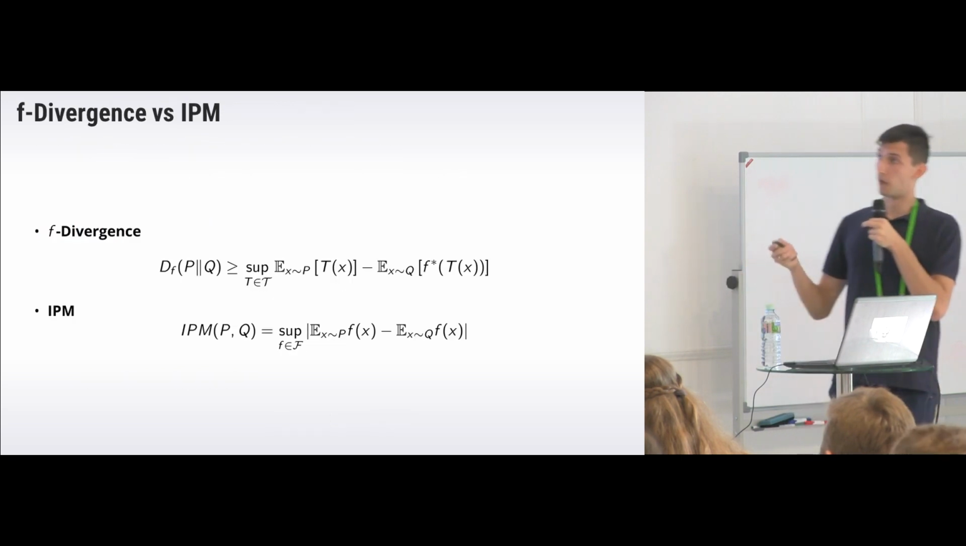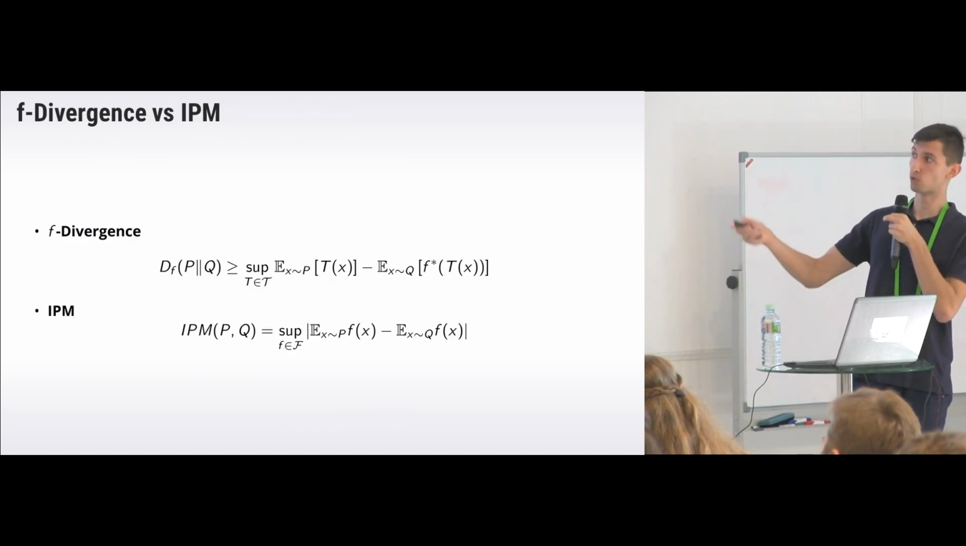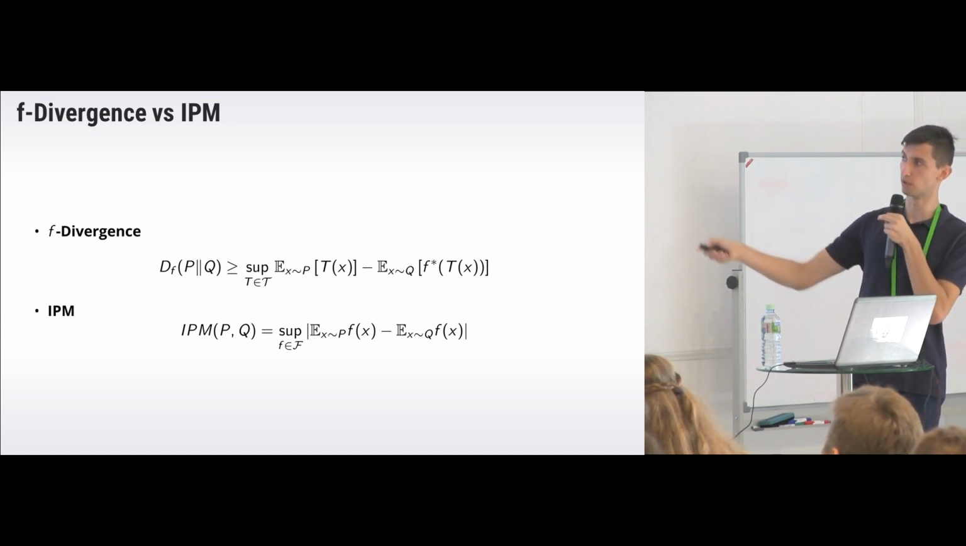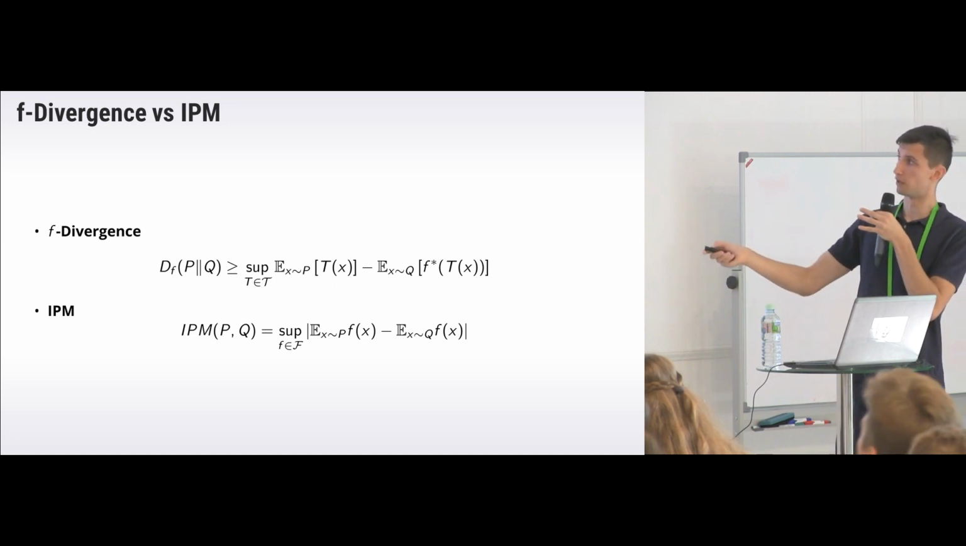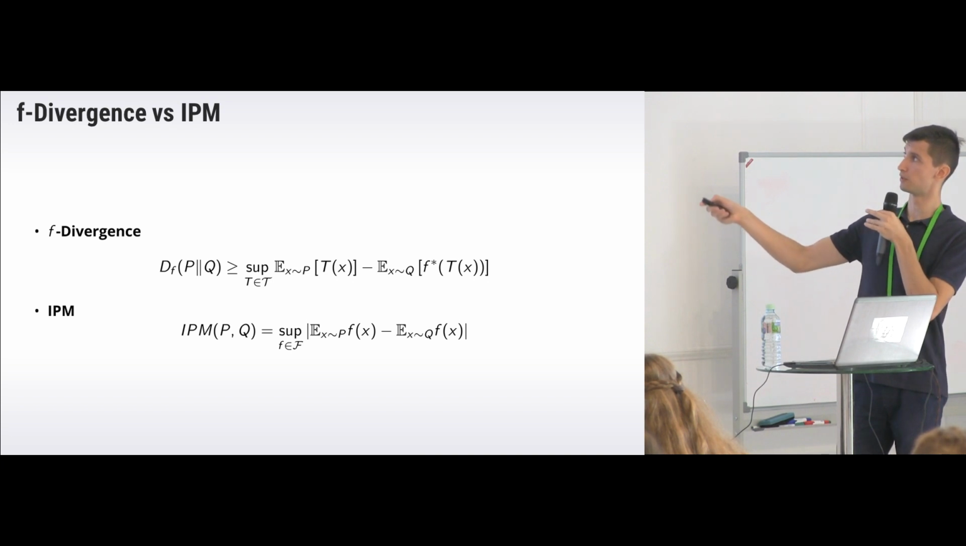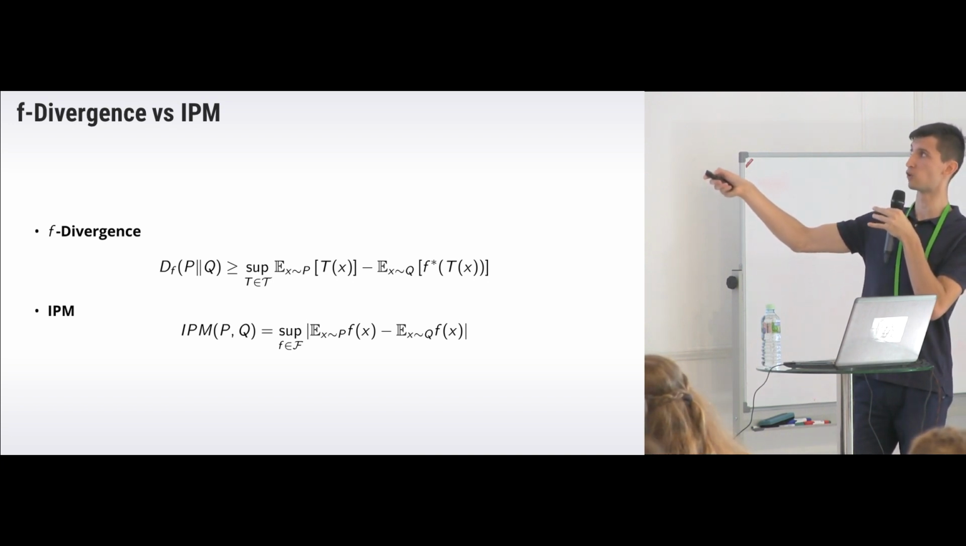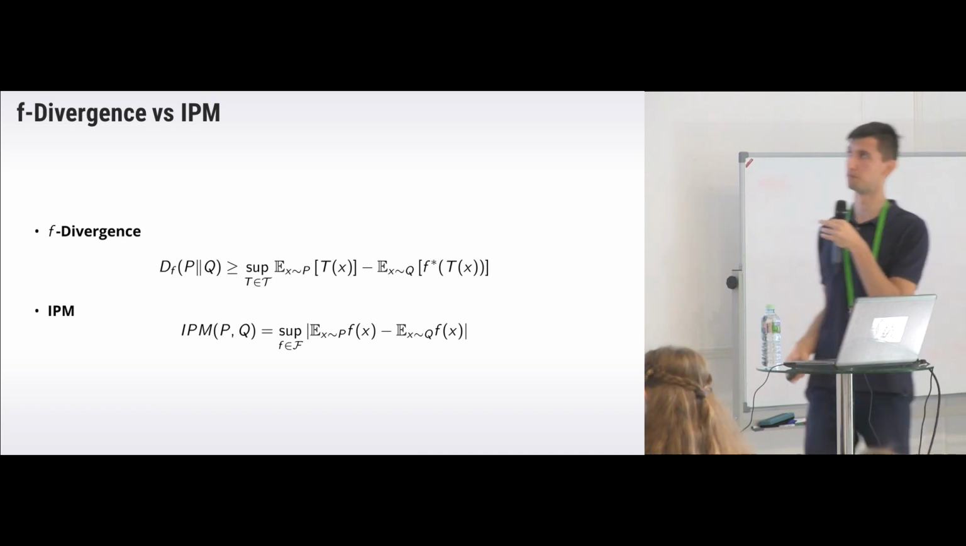Again, just to compare, this is IPM, it looks like that, and this is the dual formulation for f-divergence. It looks very, very similar. The only difference is we have the same statistics in here, but slightly different statistics in here. It's t of x in here and f star of t in here. But that's basically it.